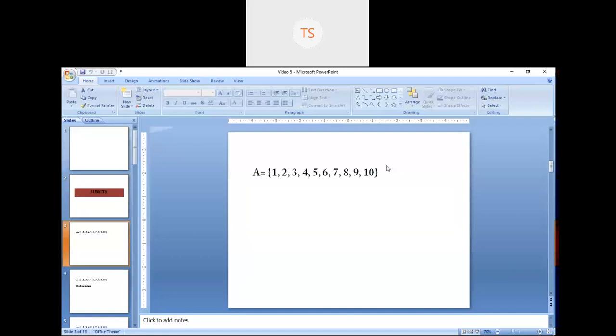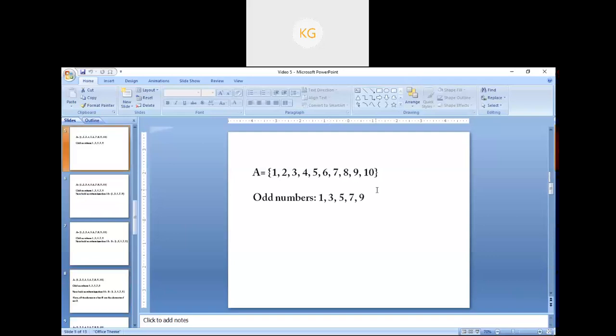Suppose you have a set capital A whose elements are 1, 2, 3, 4, 5, 6, 7, 8, 9, and 10. Now from the numbers from 1 to 10, you have to choose the odd numbers. What are the odd numbers from 1 to 10? 1, 3, 5, 7, and 9. So these are the odd numbers between 1 and 10.